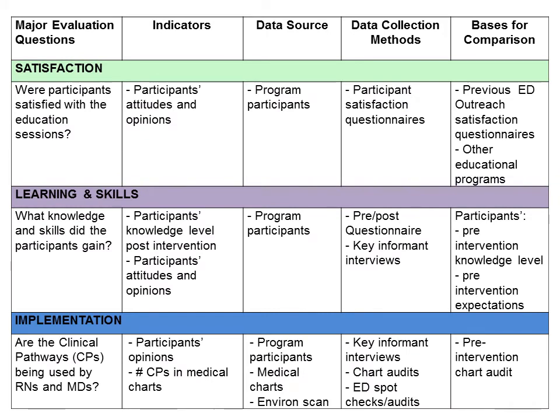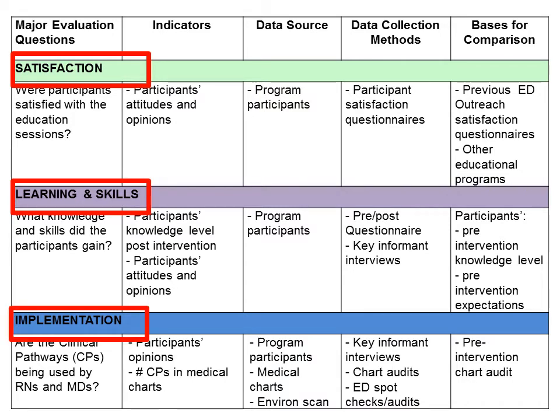Depending on the evaluation approach and questions that you are asking, you can then group the major evaluation questions into categories or themes in the evaluation matrix. In this example, you will see that we used the categories of satisfaction, learning and skills, and implementation as a way of grouping our major evaluation questions.